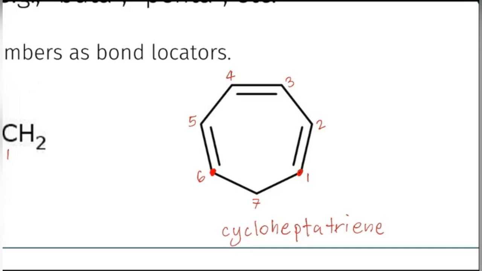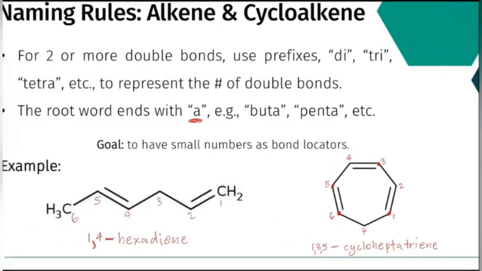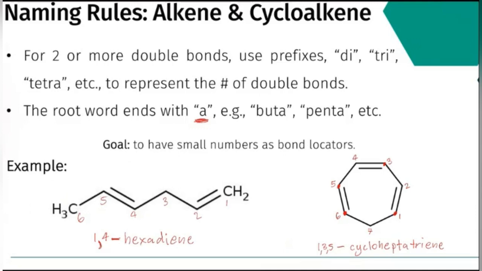Then the locations of the double bonds will be carbon 1, carbon 3, and carbon 5. Again, we are making the numbers as low as possible. So 1, comma, 3, comma, 5, then a hyphen. So 1,3,5-cycloheptatriene is the name of this compound. Again, take note of the rule: for two or more double bonds, use the prefixes di, tri, tetra, and others to represent the number of double bonds, then the root word ends with a. That's why we have these examples.